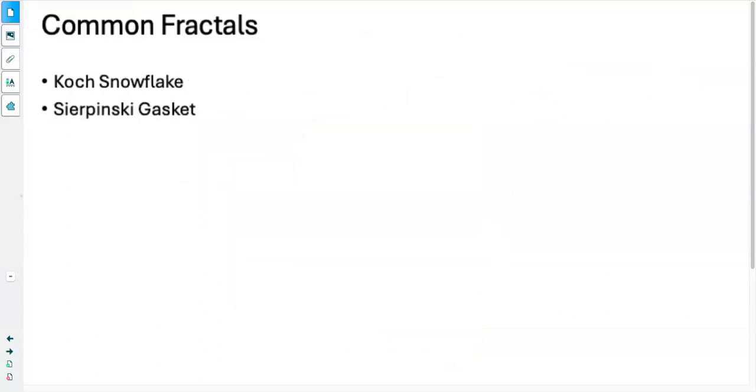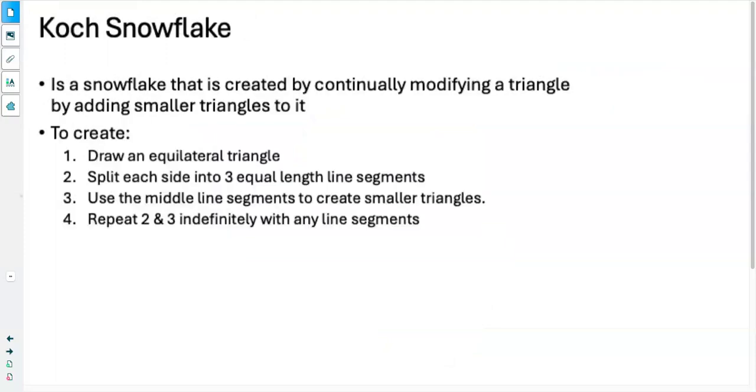Now that we've looked at that, we will look at some common fractals, which are shapes that have repeating patterns. So we're going to look at the Koch snowflake and the Sierpinski gasket. Now, the Koch snowflake is a snowflake that's created by continually modifying a triangle by adding smaller triangles to it.